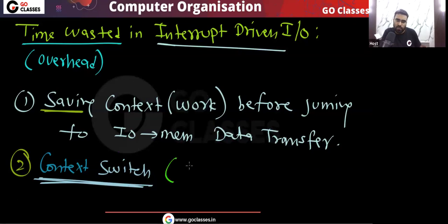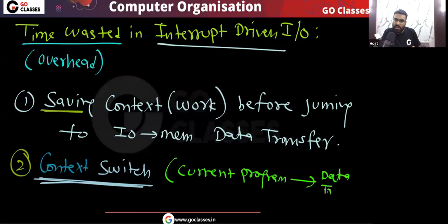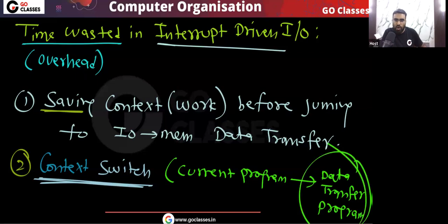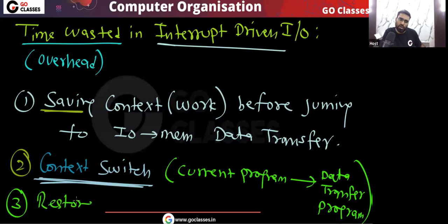This is the context switch from the current program to the data transfer program. Now, when this is over, then again you will restore the previous program.